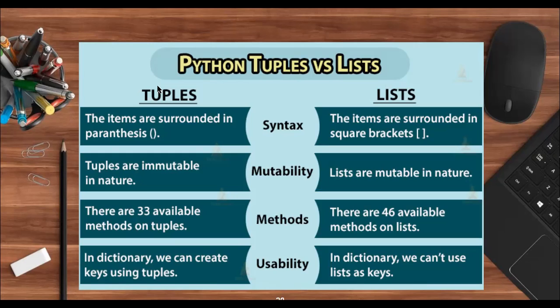Usability. In a dictionary, we cannot use a list as the key of the dictionary, but you can use the list as the value of the dictionary. And for tuples, in a dictionary, you can create a key using tuples. So this is another basic difference between the two.